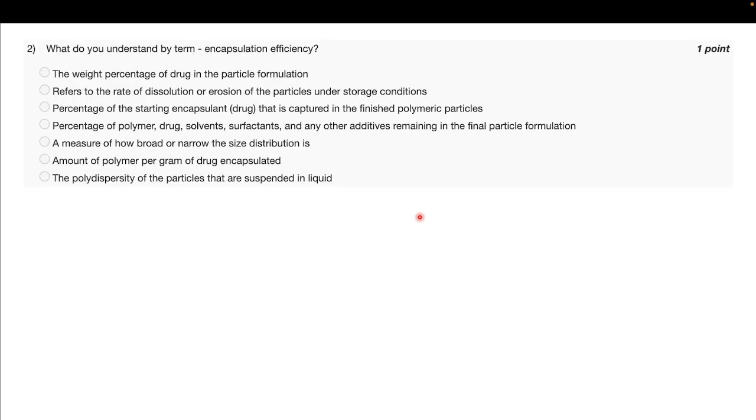The next is, what do you understand by the term encapsulation efficiency? Is it the weight percentage of the drug in the particle formulation, or it refers to the rate of dissolution or erosion of the particles under storage conditions? Is it the percentage of the starting encapsulant, that is a drug, that is captured in the finished polymeric particles? Is it the percentage of polymer, drug, solvent, surfactants, and any other additives remaining in the final particle formulation? Or a measure of how broad or narrow the size distribution is? Is it the amount of polymer per gram of drug encapsulated, or the polydispersity of the particles that are suspended in liquid? So what exactly is encapsulation efficiency? You have to choose one correct option.